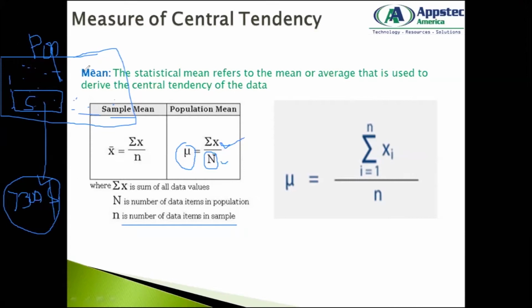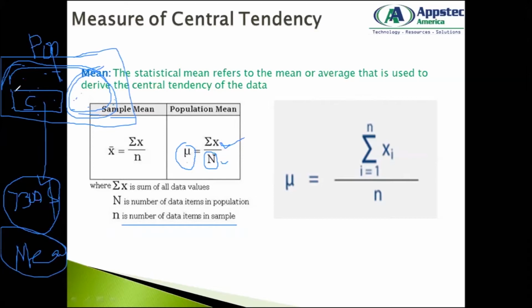Now, if I want to calculate the mean of my entire sale amount, I'll denote it by mu, and I add all my values, all the customers' total sold amount, divided by the number of customers that I have. That will give me the average or the mean value of my entire customer base, that is, the mean amount of money I have sold.